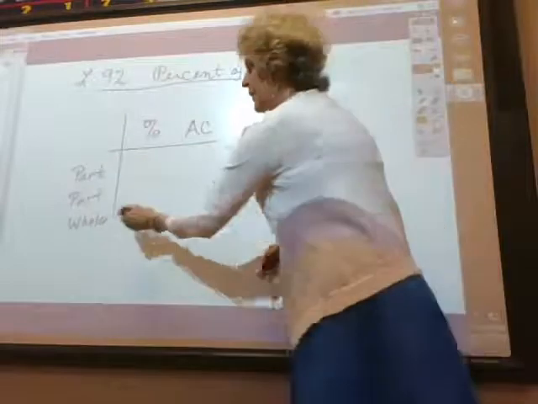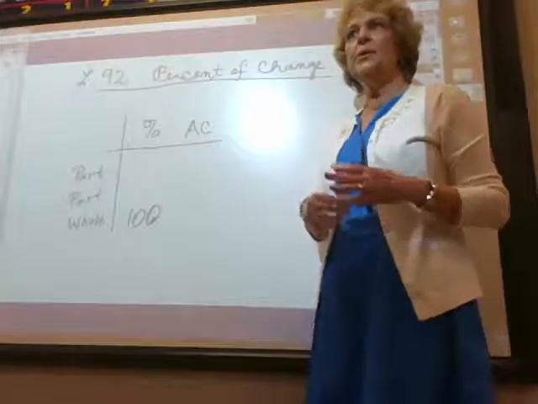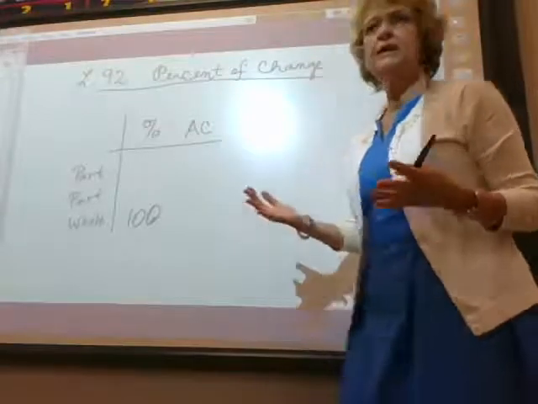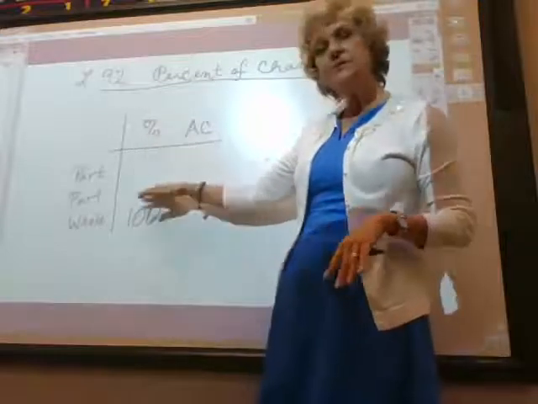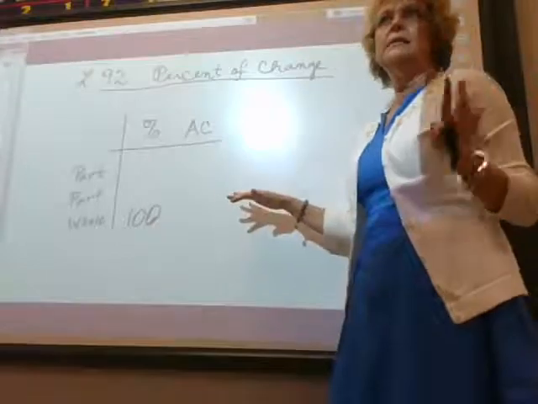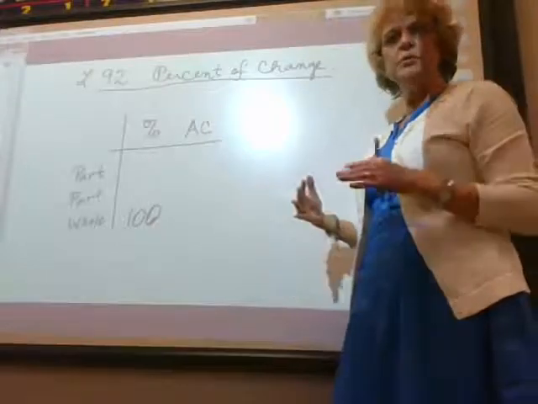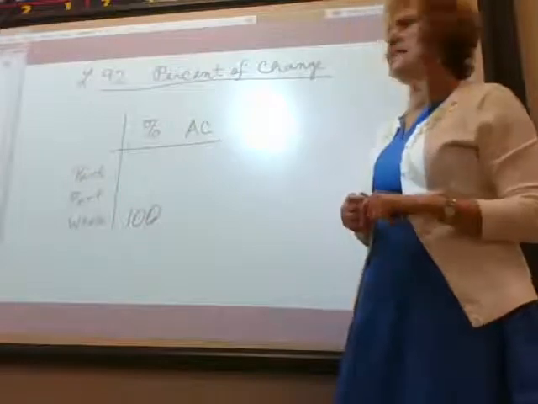a total. And then this part was 100%. Like maybe it was 30% of the people rode the bus, 70% did not, for a total of 100. Okay, and then it might say 15 kids rode the bus, how many kids were there, or how many kids did not ride the bus, that kind of thing.